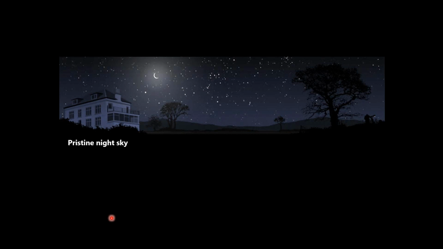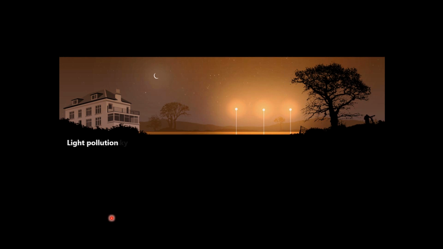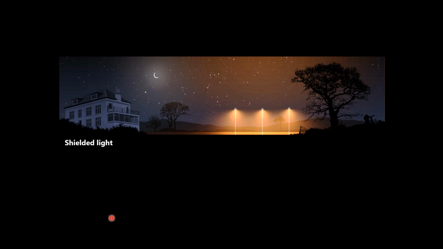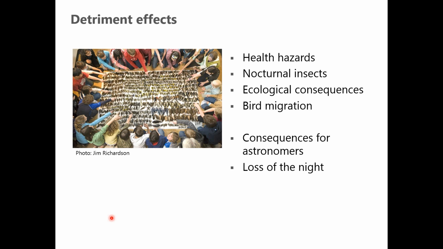This is a simple illustration of a pristine night sky, and we can see that if we put some lamps, the light ends up in the sky. And if we shield it, we can limit the light pollution. So this is the whole concept of controlling light pollution.